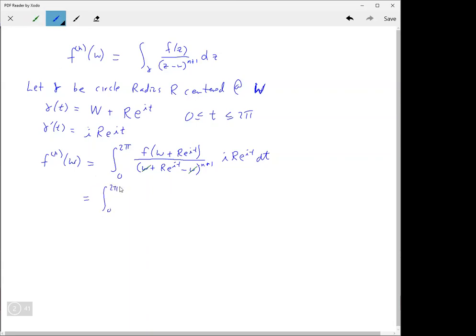And you're going to have f of w plus r e to the i t over r to the n plus 1. But there's an r e to the i t in the numerator, and it's going to cancel one of the exponent's pieces, taking out exactly one r e to the i t. Oh, I forgot, I can't believe I forgot this piece right here: n factorial over 2 pi i. I'm sorry.